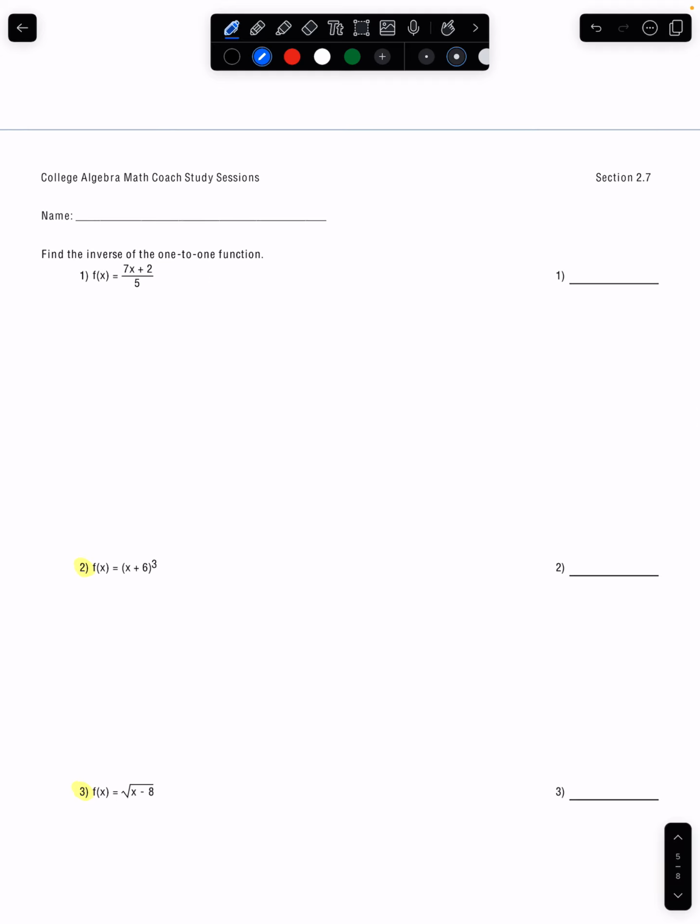Moving on to 2.7, we need to find the inverse of the one-to-one functions. To do that, we're going to set the function equal to y. And then we want to switch the values. What's y becomes x, and what's x becomes y. You do this when you're looking for the inverse. That's why we flip it. And then we want to solve everything in terms of y. So we'll start out by taking the cube root of both sides.